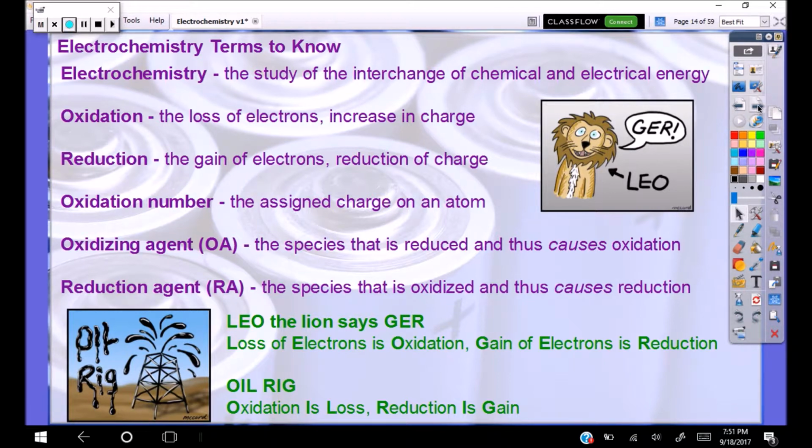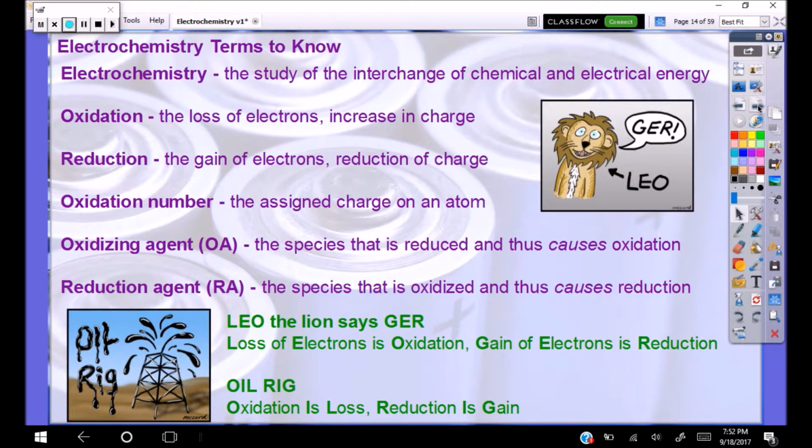Kept it simple. I didn't like Leo the lion says grr just because there's just more to say. I liked OIL RIG, so it's short and simple. There are a slew of mnemonic devices for this unit, so please utilize those. It'll make it very easy to remember where everything goes.